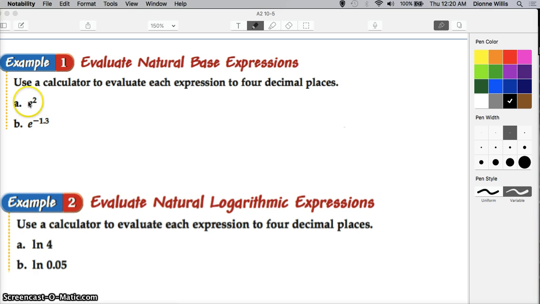So find E, figure out how to raise it to the second power, find that value, find E to the negative 1.3 value. And that's what we're doing here. And then when we're dealing with the natural logarithm, I want you to find the natural log of 4 and see if you can figure out the proper keystroke for your calculator. If you're using Desmos, it works a little bit differently. So go ahead and pause me.